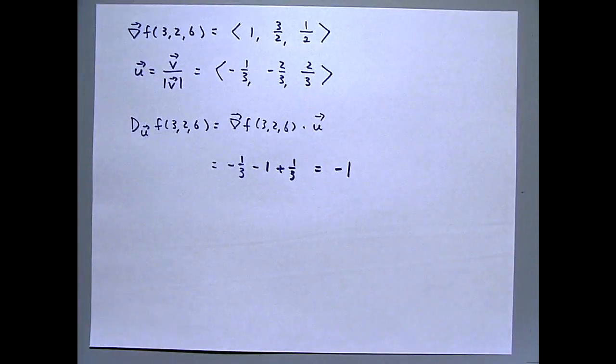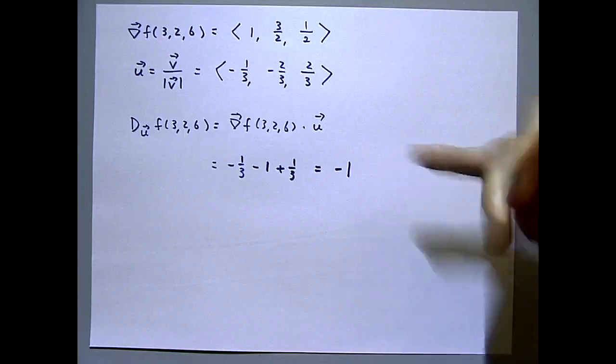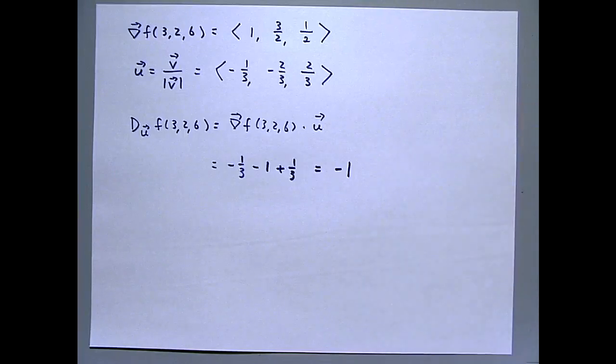Okay, so that's saying that if you're on that strange-looking surface there, traveling in this direction, each little step you take, the function value will decrease by 1. It could be the temperature, it could be the pressure, whatever. But that's the idea behind the directional derivative.